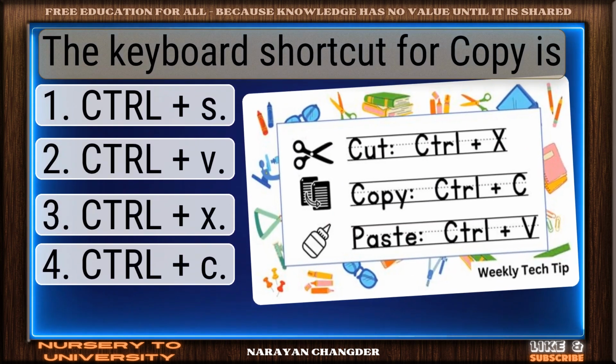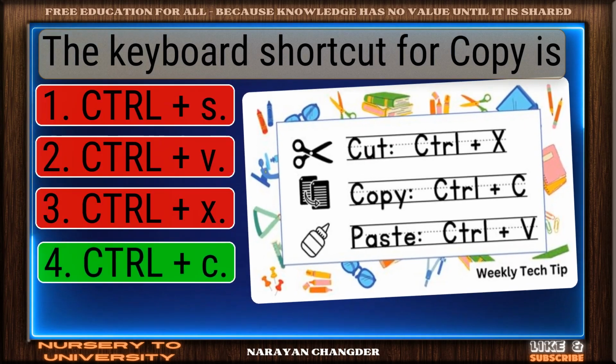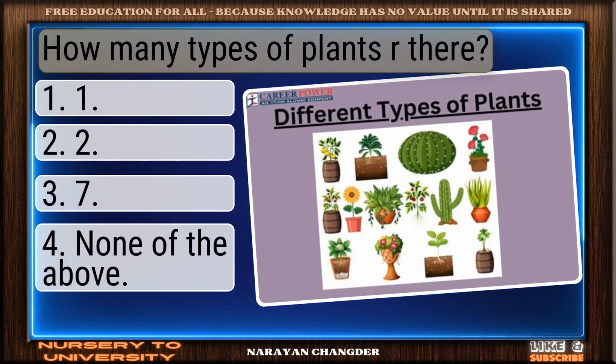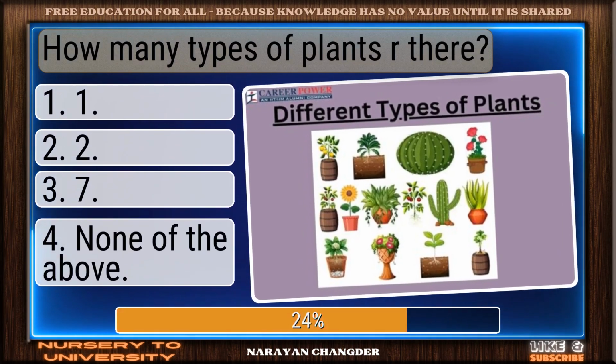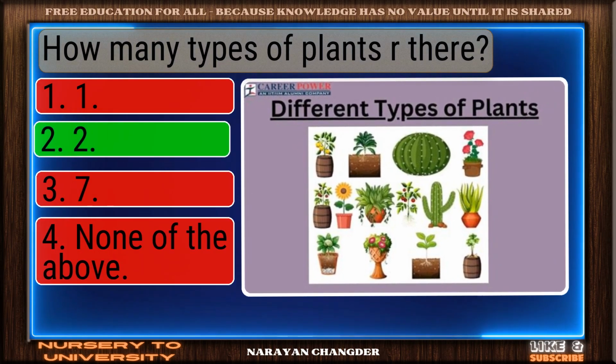The keyboard shortcut for copy is. Strong choice. Ctrl plus C is the right answer. How many types of plants are there? Well done. 2 is the right choice.